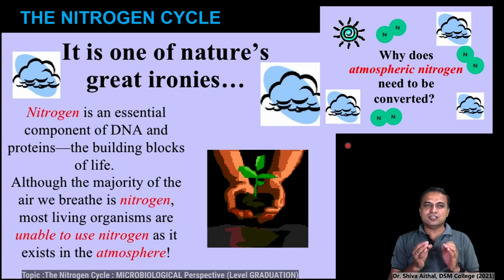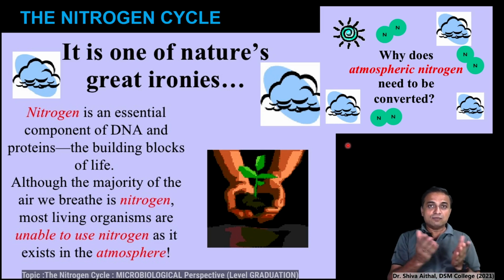It is one of nature's greatest ironies that nitrogen is such an essential compound, but we cannot use it. It is an essential component of DNA and proteins, the building block of life, and the majority of the air which we breathe in is nitrogen, but we are unable to use it. Most living organisms, not only we but most of the living organisms, are unable to use nitrogen as it exists in nature.